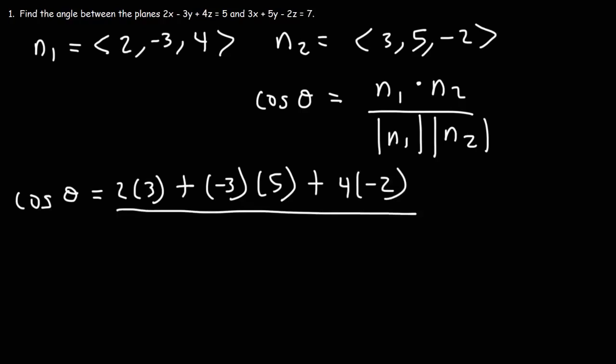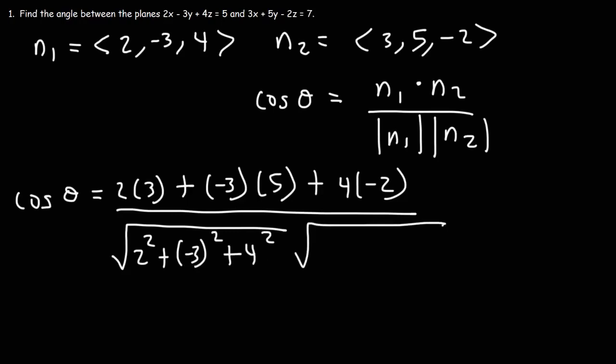Now the next thing we need to do is divide it by the magnitude of the two vectors. So the magnitude for n1 is going to be the sum of the squares of these values. So it's going to be 2 squared plus negative 3 squared plus 4 squared. Now for the second normal vector, we're going to follow the same process. So we're going to have 3 squared plus 5 squared plus negative 2 squared, all within the square root symbol.